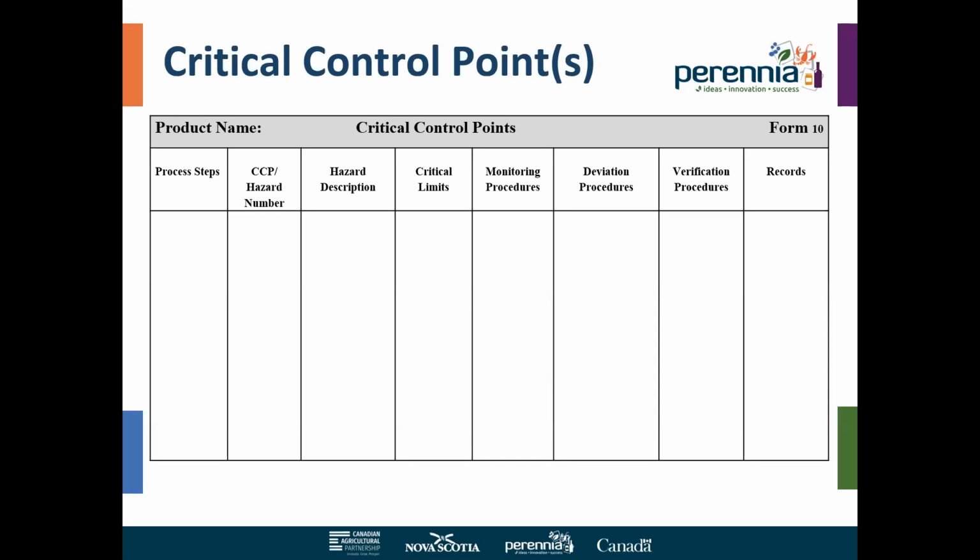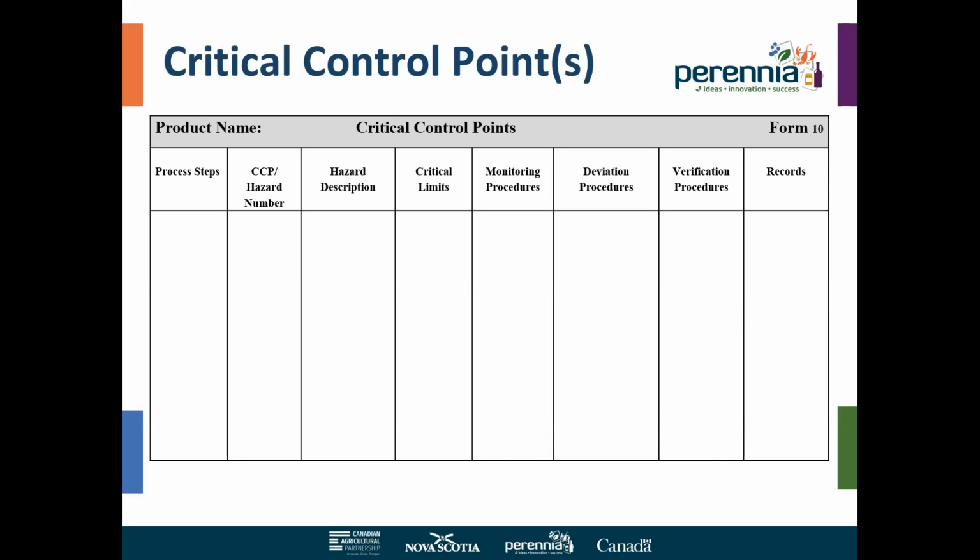This is an example of a critical control point form. We refer to it as Form 10. Again, as long as you are meeting all the requirements and addressing this, it doesn't matter what template you use. You would put your process step on the left. What is the hazard, the CCP number? What's the hazard description? Is it a biological hazard, a chemical hazard, a physical hazard? And then what's the critical limit for that?